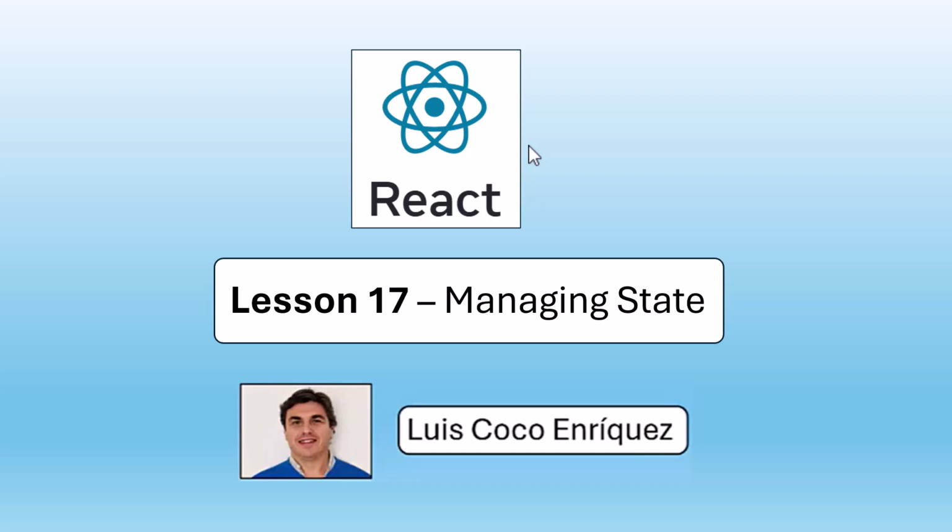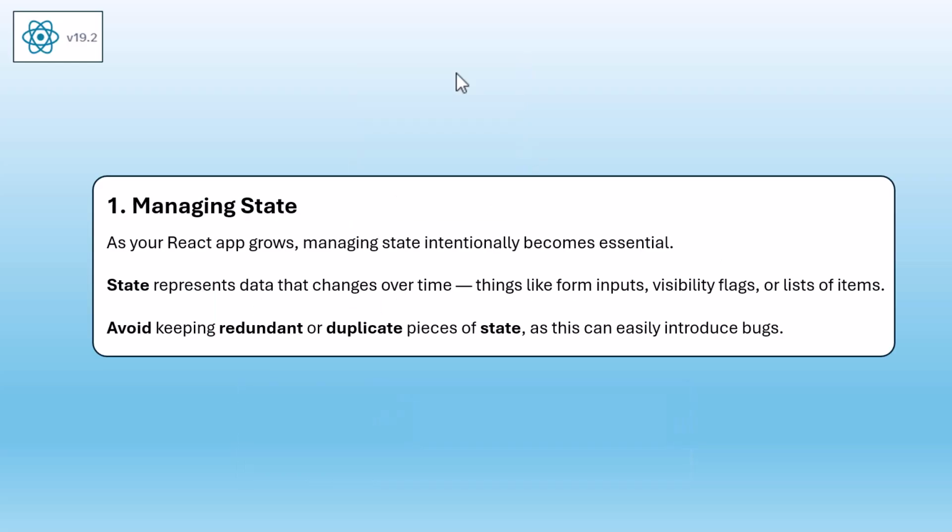Lesson 17, Managing State. 1. Introduction, Managing State. When your application starts to grow, it becomes important to manage state in a structured and deliberate way. Poorly organized state, or having duplicate pieces of state that represent the same data, is one of the main sources of bugs in applications.